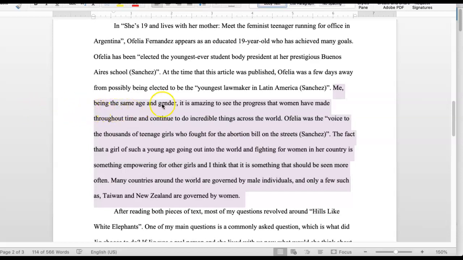"Me, being the same age and gender, it is amazing to see the progress that women have made throughout time and continue to do incredible things across the world. Ophelia was the voice to thousands of teenage girls who fought for the abortion bill on the streets. The fact that the girl of such young age going out into the world and fighting for women in our country is something empowering for other girls, and I think that it is something that should be seen more often." Wow, that is a long sentence. "Many countries around the world are governed by male individuals, and only a few, such as Taiwan and New Zealand, are governed by women."